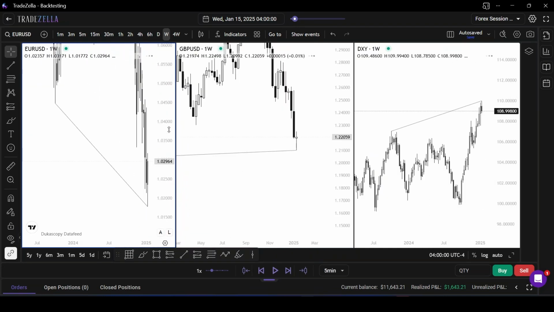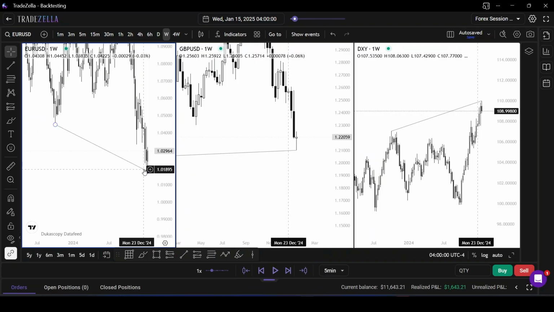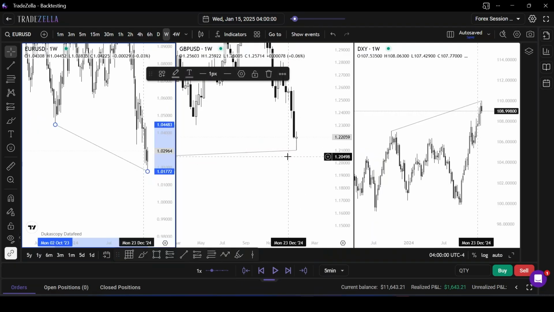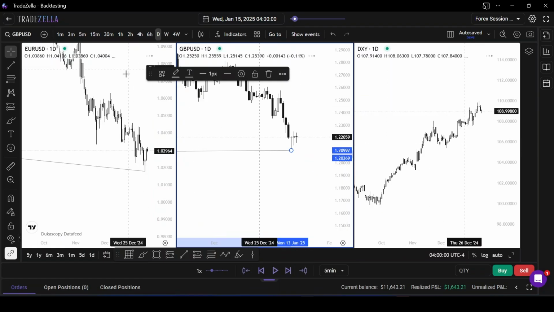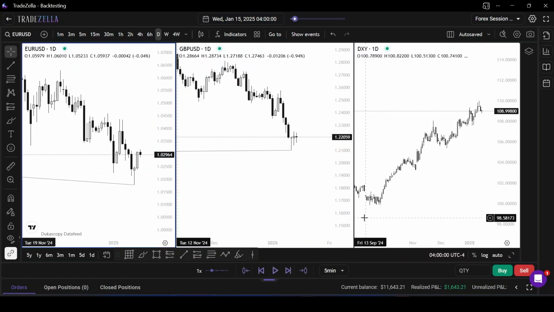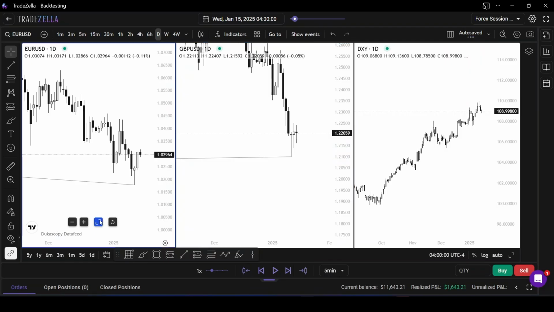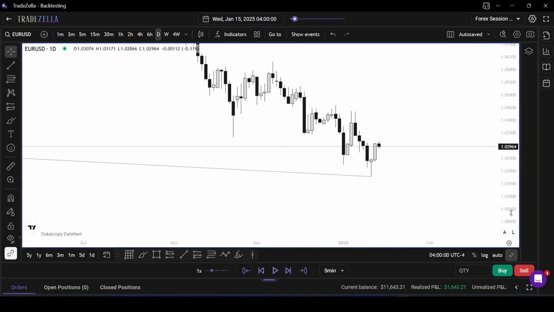Let me show you something. Need to transfer this to the lower time frame. Okay. Looking at this, let me open this Euro USD to show you.